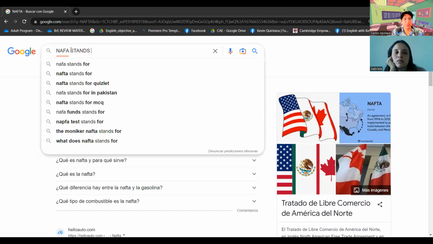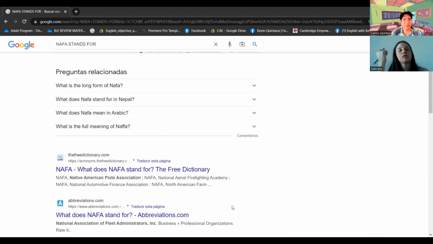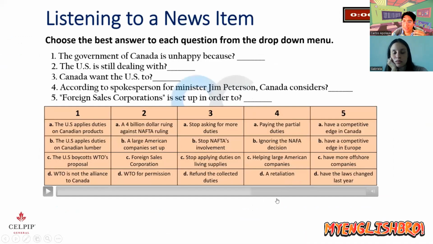Luego tenemos el NAFA, creo que digo. NAFA stands for National Association Fine Arts. No, esta no creo, se me pasó. Ok, let's continue.